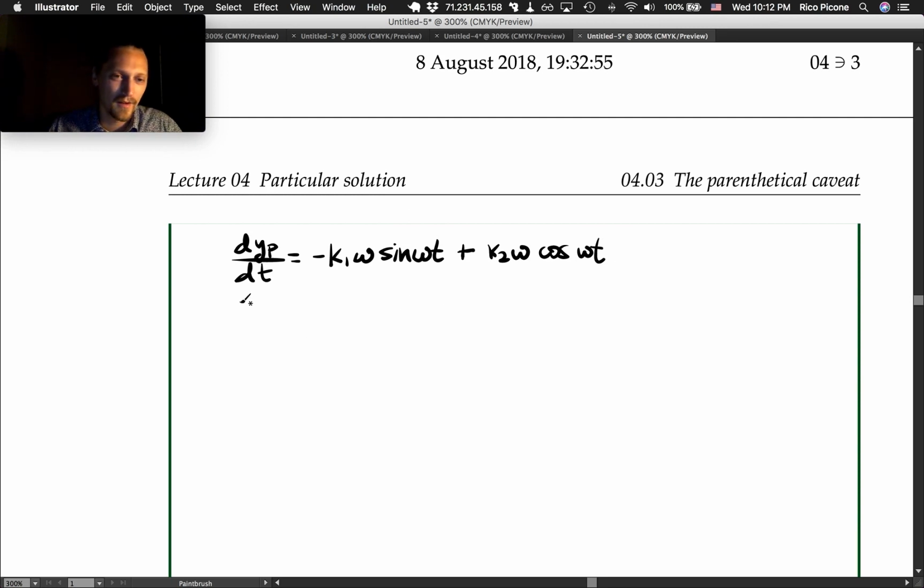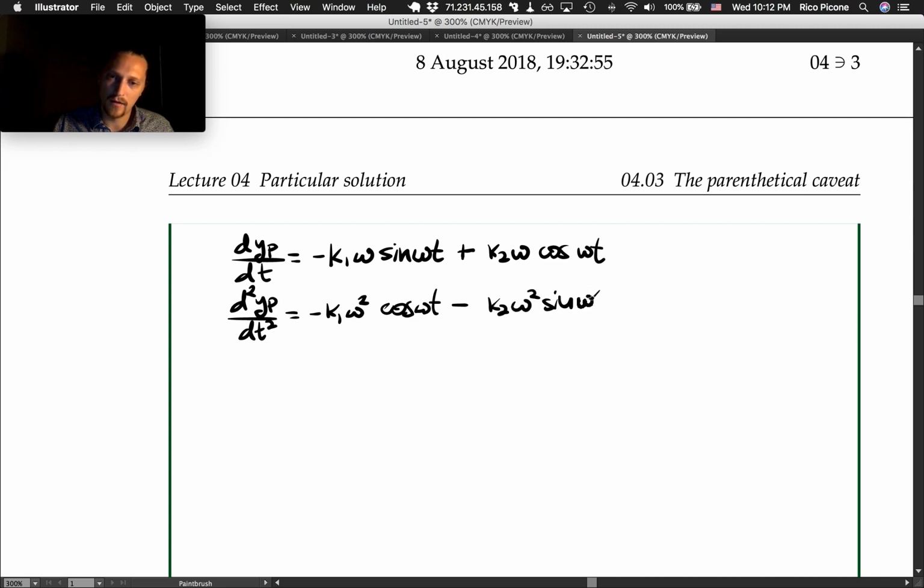Okay. Let's do the second derivative of yp with respect to time. The derivative of sine is cosine, so negative k1, we pick up an extra omega from the chain rule, omega squared cosine omega t. Cosine becomes negative sine, so negative k2 omega squared sine omega t.